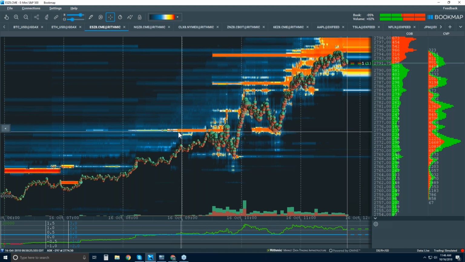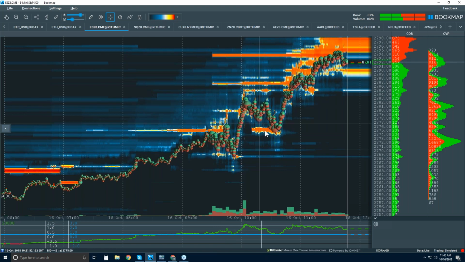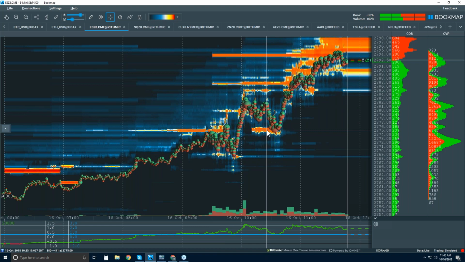Nice move here. Into high liquidity, it sells off. But once it goes back above it, look at the beautiful retest here at 27.75. And you see liquidity here as well. They want to be buyers here. Great stuff.